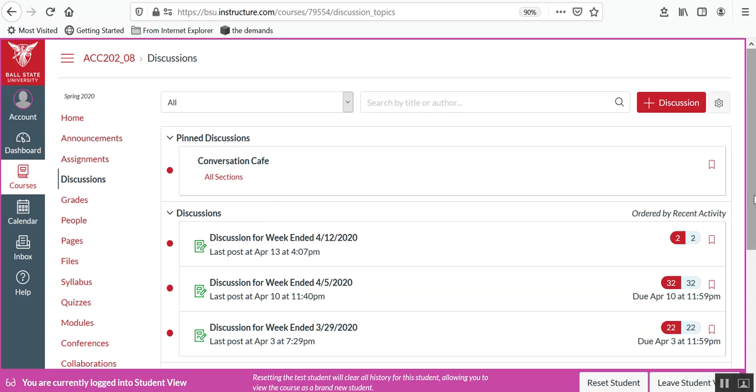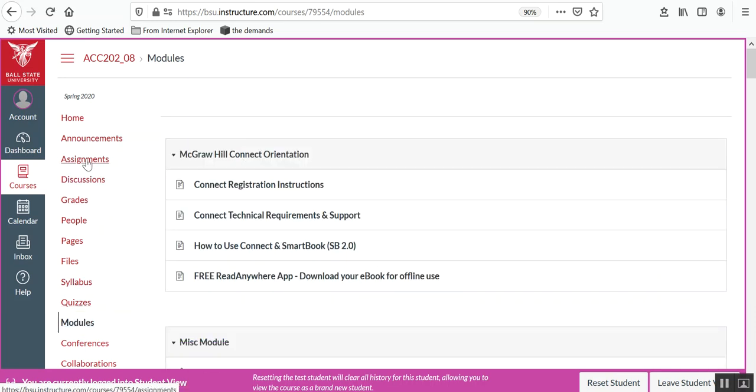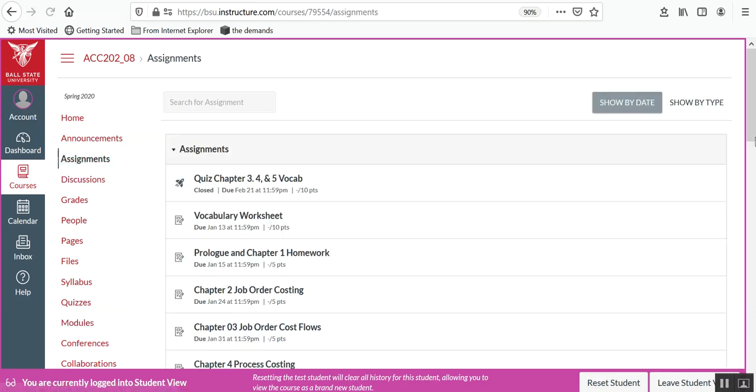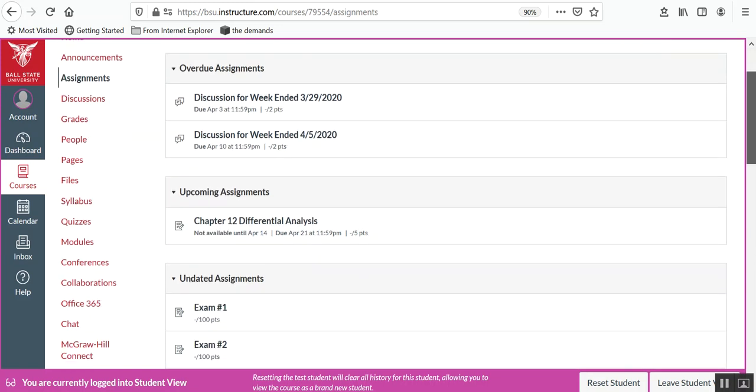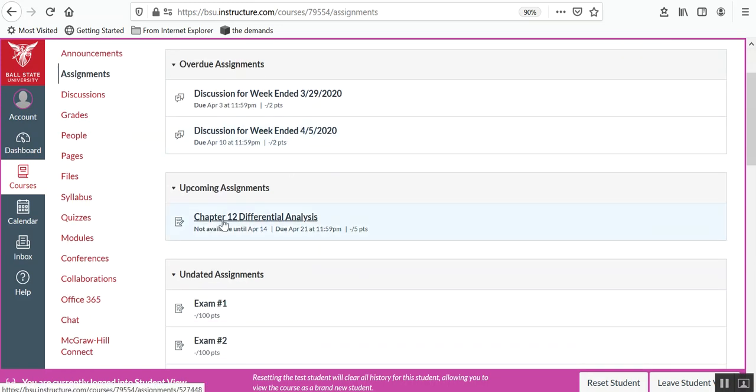And then we do have an assignment that's due as well, and this will be over Chapter 12, the differential analysis. It'll be available in the morning on April 14th, but it won't be due until a week from tomorrow. So you have 7 days to work on that. And that's the Chapter 12 differential analysis. You can refer back to this video when you're looking at that and when you're doing those calculations.